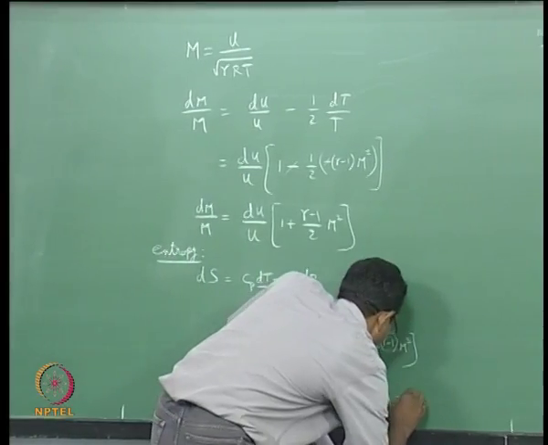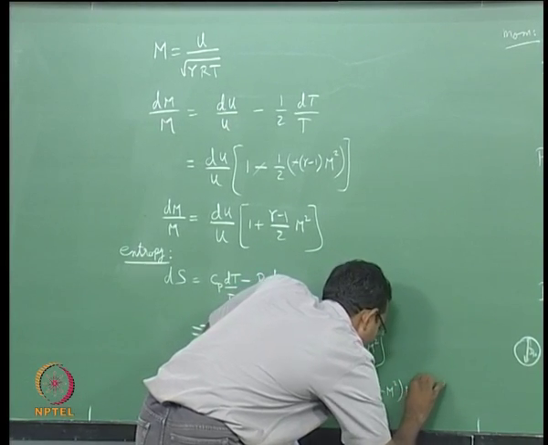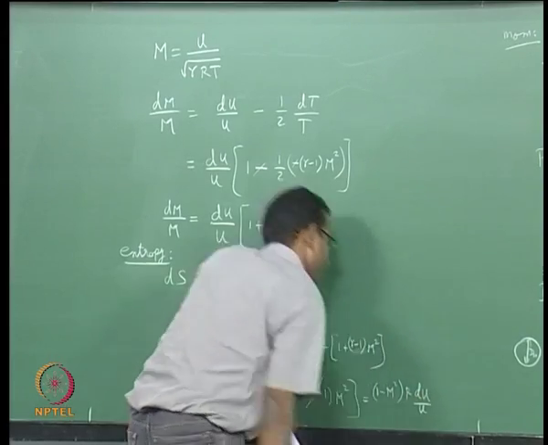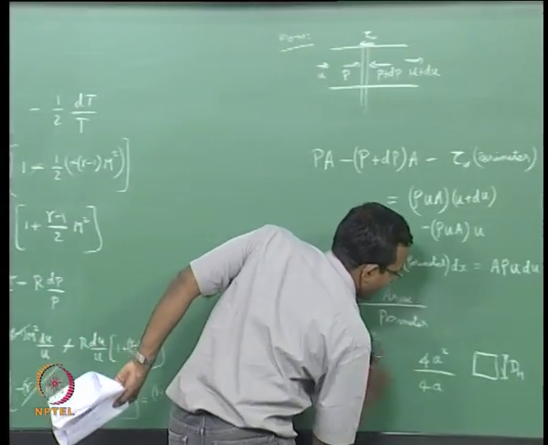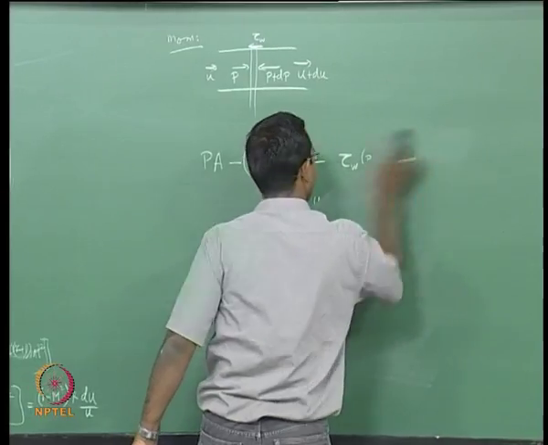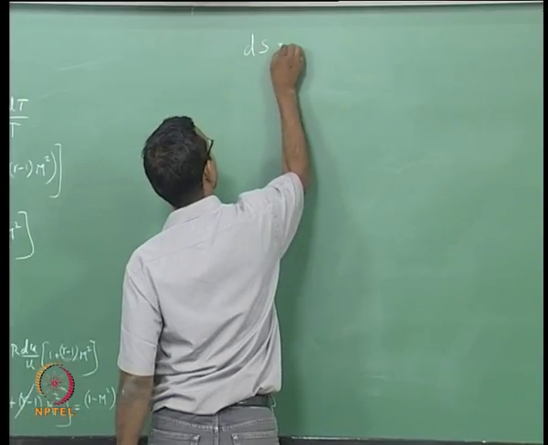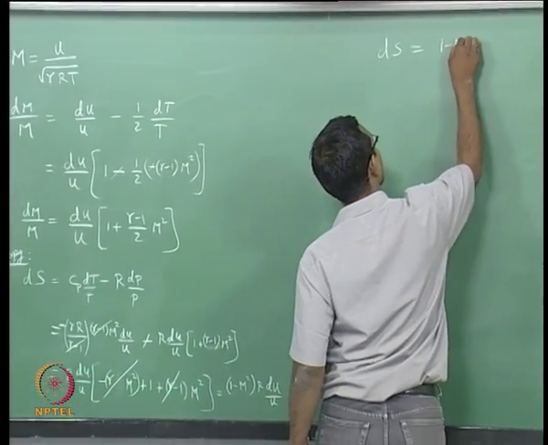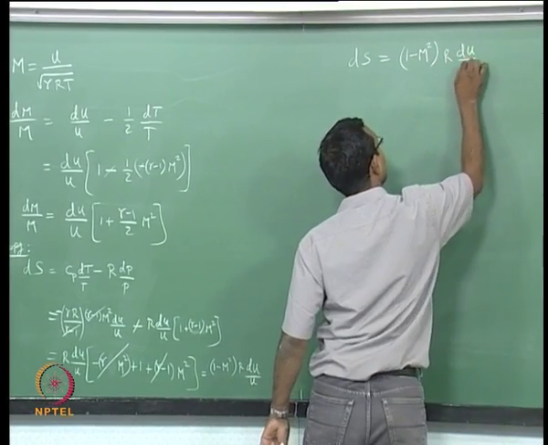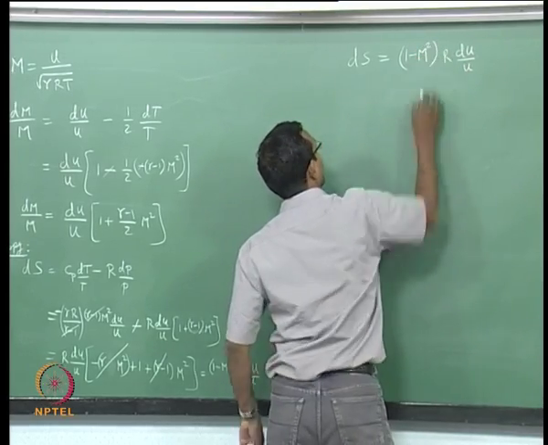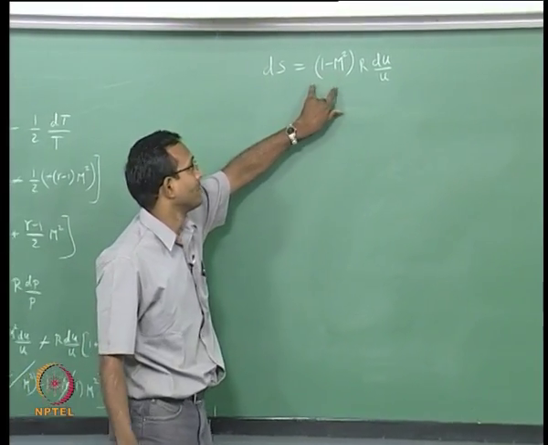So this is equal to 1 minus m square times r du by u. Very important result. From now on it is simple. I just have to find what is going to happen with each variable. I will write it again here, ds equal to 1 minus m square times r du by u. So suddenly we are seeing ds switches sign across m equal to 1. Very important thing.